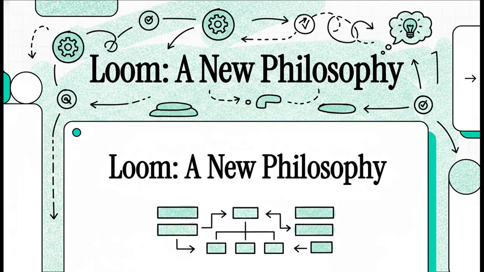What if I told you that for the last 40 years, we've been building software all wrong? Seriously, what if the main user for our developer tools shouldn't be a person at all, but an autonomous AI agent? Well, today, we are diving deep into Loom, a totally radical philosophy that wants to flip software development on its head by designing for machines first. Okay, let's get into it.